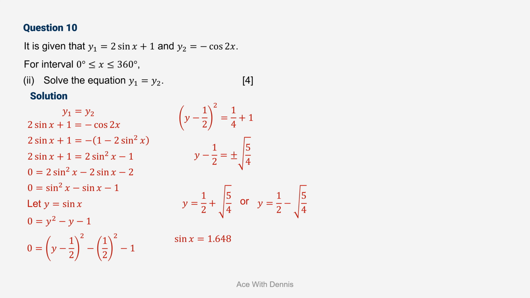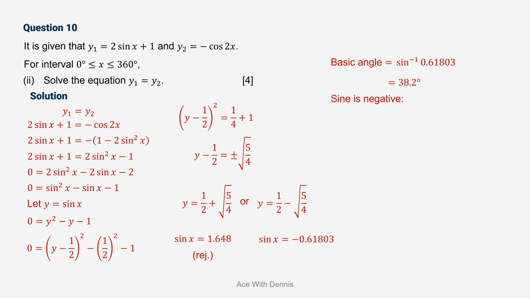So sin x equals 1.618, or sin x equals negative 0.61803. For the first answer, we reject it because sin x cannot be greater than 1. Now we solve sin x equals negative 0.61803. The first step is to find the base angle, which is inverse sine of 0.61803. As you can see, we ignore the negative sign. When we press the calculator, we find that the base angle is 38.2 degrees.